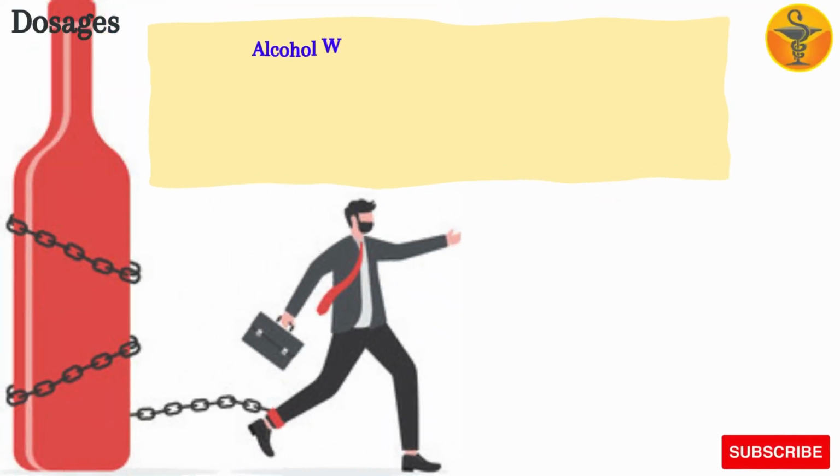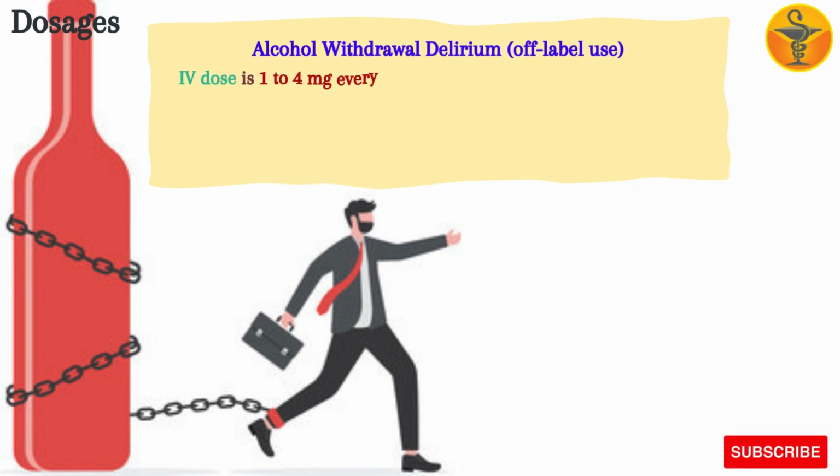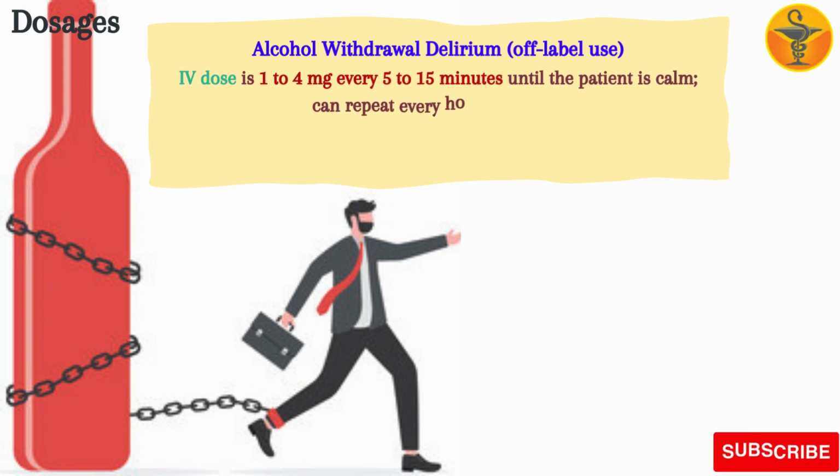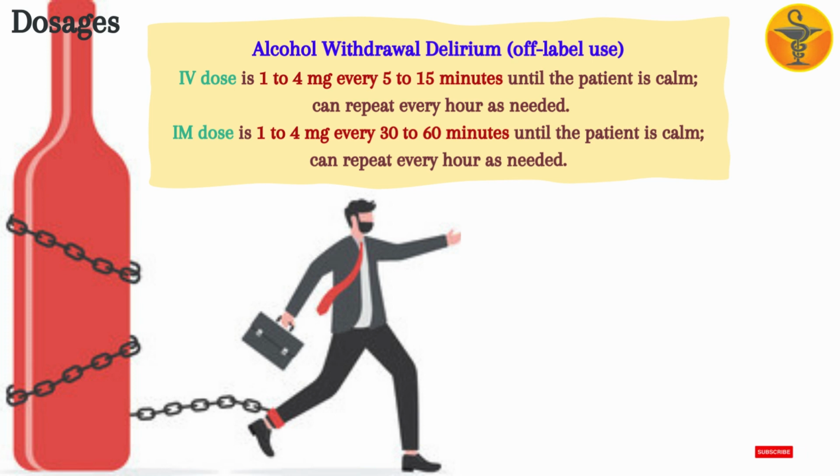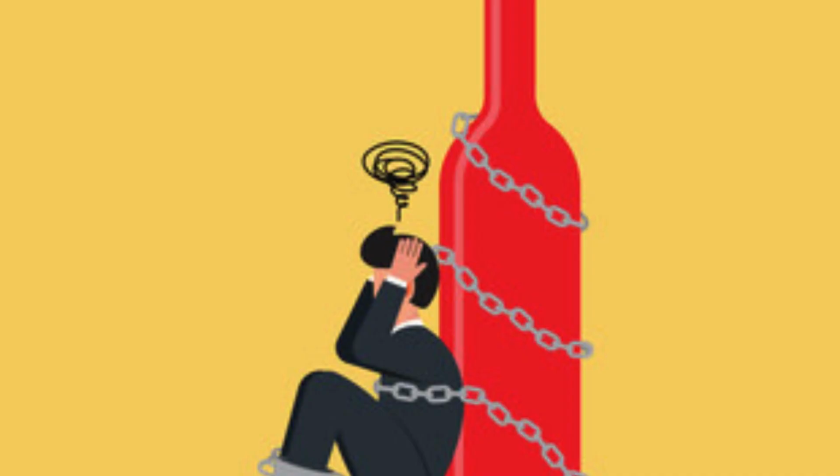Alcohol withdrawal delirium, off-label use. IV dose is 1 to 4 mg every 5 to 15 minutes until the patient is calm. Can repeat every hour as needed. IM dose is 1 to 4 mg every 30 to 60 minutes until the patient is calm. Can repeat every hour as needed.